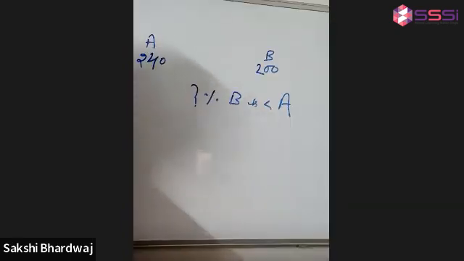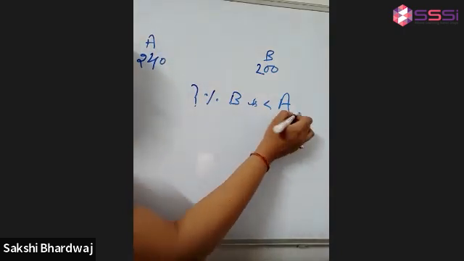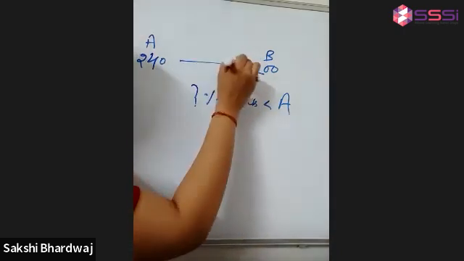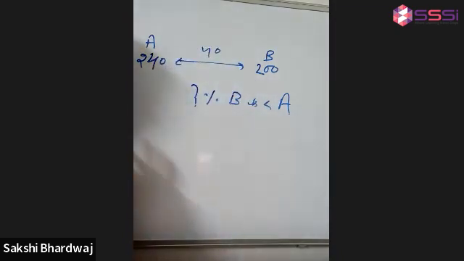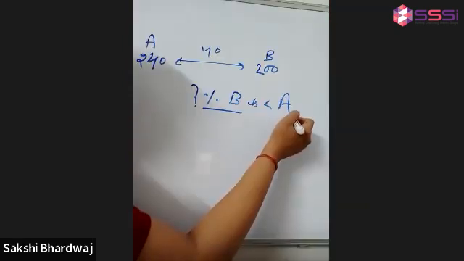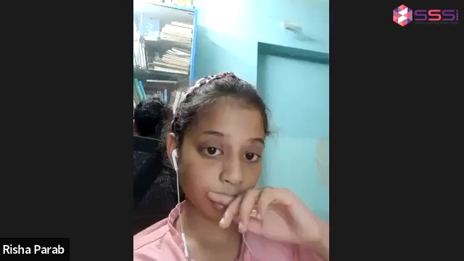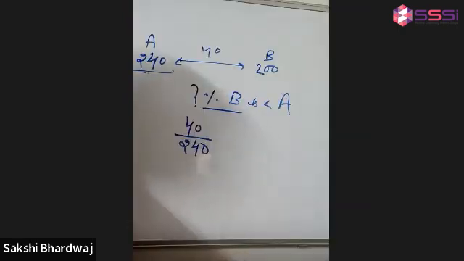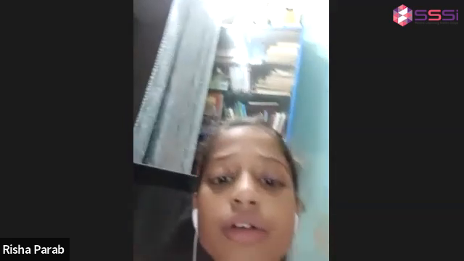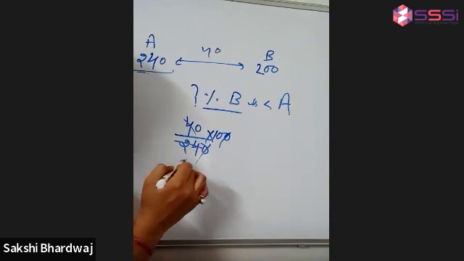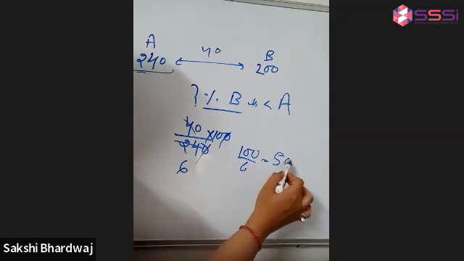Not 20%. Now we are comparing with A. The difference is 40. We know that. Now, what percentage B is less than A? We need to see A here. We need to find 40 upon 240 into 100. That is 100 by 6, which means 50 by 3.